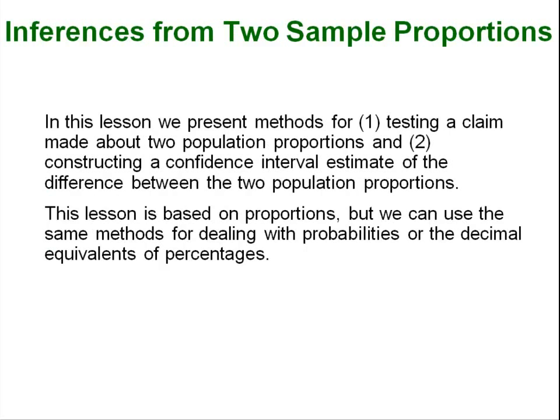Okay, so we're going to have two main ideas in this lesson. We're going to test a claim made about two population proportions, and then we're also going to construct a confidence interval estimate of the difference between those two population proportions. So it's not like we're going to construct two intervals. That would be doing the previous lesson that we've done before on confidence intervals twice. Instead, now we're going to construct a confidence interval based around the difference between the two population proportions. And that'll be the same when we go to two means and two variances.